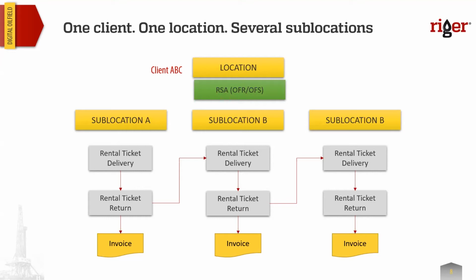And you see that following our standard workflow and tickets generation, we have a number of tickets: rental ticket delivery, rental ticket return for each sub-location, and it totals up to 6 tickets just for one day. Definitely, we can have one invoice for the whole location for this day, or we can have separate invoices for each sub-location.